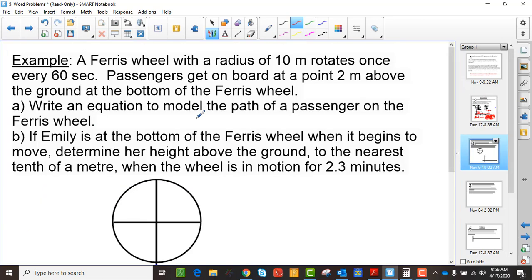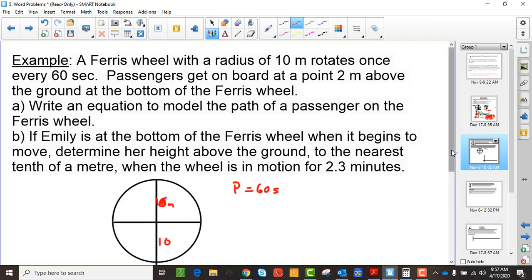We've got a Ferris wheel with a radius of 10 meters that rotates once every 60 seconds. Okay, so that tells me my period is 60 seconds. The diameter is 10. That means the radius is 5. Sorry, the radius is 10. So I misread that. So that's 10, and that's 10.